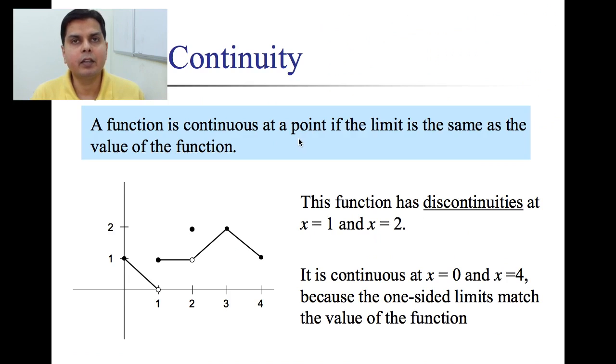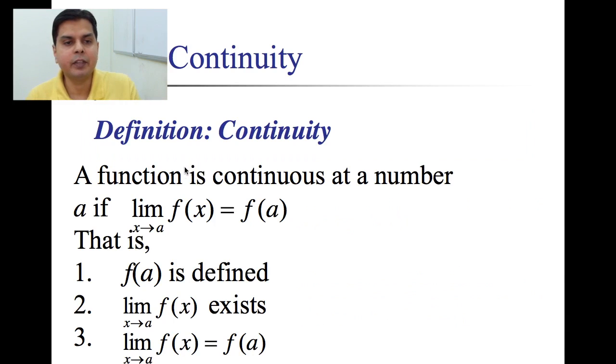I can define a continuous function in a related way like this also. A function is continuous at a point if the limit is the same as the value of the function. Why? Because we had seen that a function is continuous at a number a if and only if the limit of f(x) as x tends to a is equal to f(a). So the three conditions are the same: f(a) has to be defined, this limit has to exist, and this limit is equal to f(a).